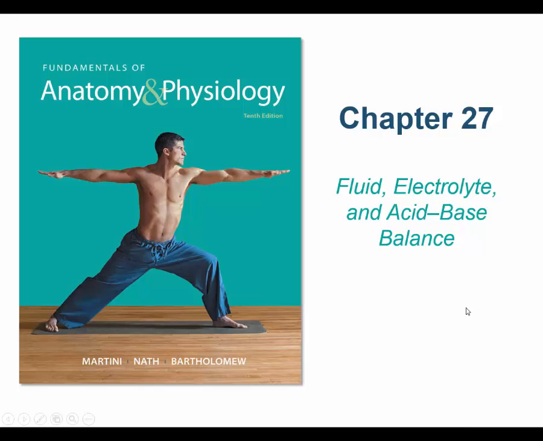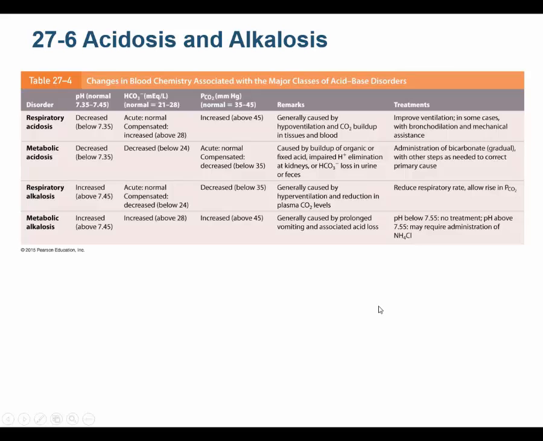Alright, this is it. This is the last one for this chapter, folks. So this is going to be talking about the four conditions you see here, and four main conditions, because we divide these conditions up further into compensated or uncompensated, etc. So the four main conditions: we have two acidotic conditions, respiratory acidosis and metabolic acidosis. We also have respiratory alkalosis and metabolic alkalosis.